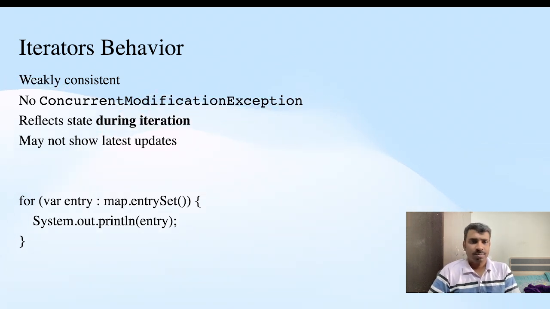The iterator's behavior: you will never get a ConcurrentModificationException, and it reflects state during iteration. So in the normal way you can iterate using entrySet. You will get each entry one by one, you can print it, and you will never get a ConcurrentModificationException.